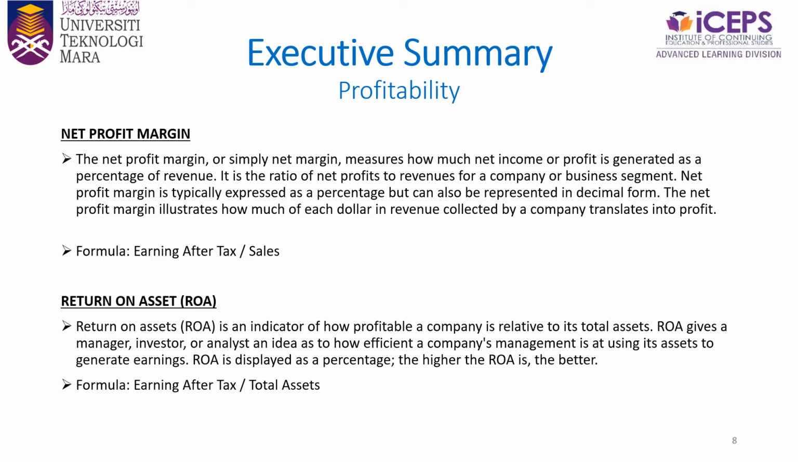Return on assets (ROA). Return on assets is an indicator of how profitable a company is relative to its total assets. ROA gives a manager, investor, or analyst an idea of how efficiently a company's management is using its assets to generate earnings. ROA is displayed as a percentage. The higher the ROA, the better. Formula: earnings after tax over total assets.